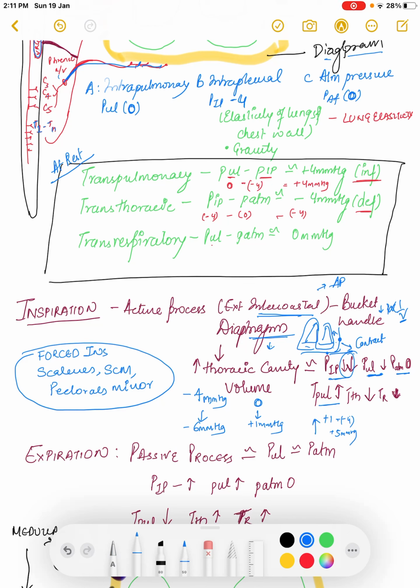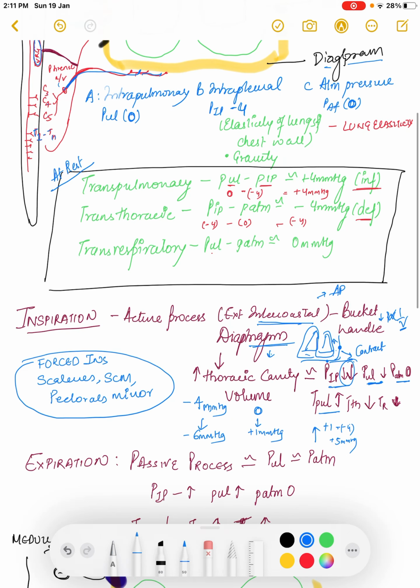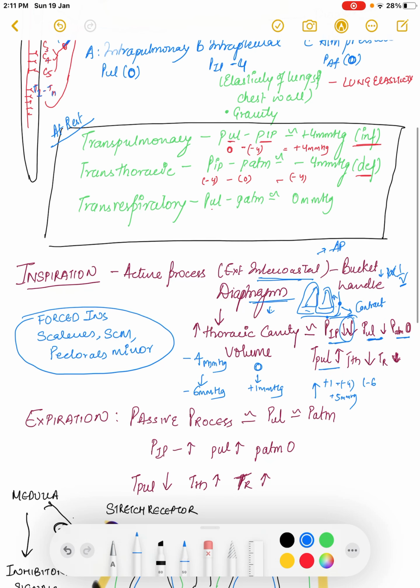Now what is the transthoracic pressure? It is minus 6, which changes with intrapleural pressure, and atmospheric pressure remains the same, so it becomes minus 6. Initially it was minus 4, now it is minus 6, so it decreases. The deflating pressure decreases and the inflating pressure increases.